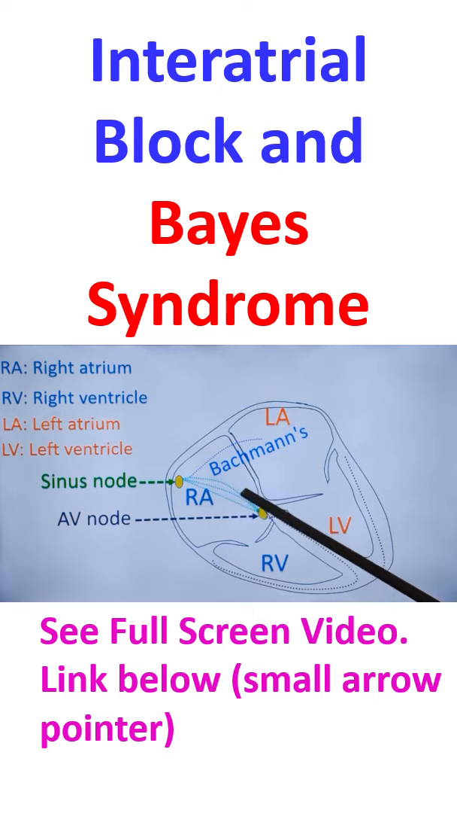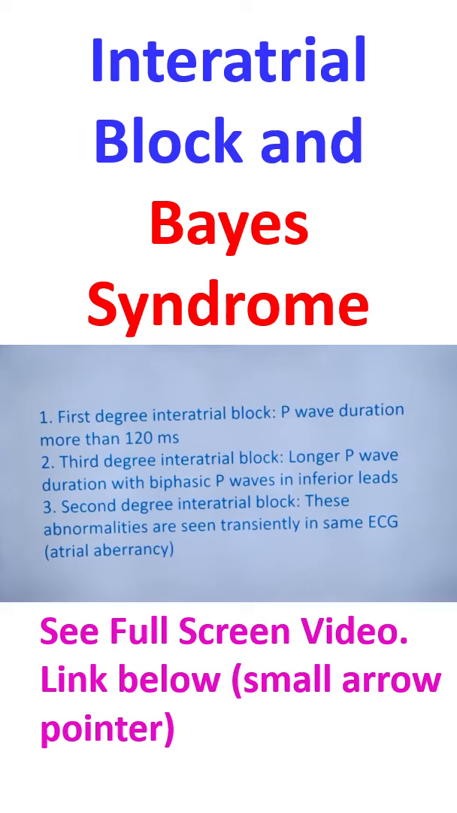This is not well known usually, and these are not as well defined as the intraventricular conduction system like the His bundle and the bundle branches and fascicles. Now we will review the classification of interatrial block.